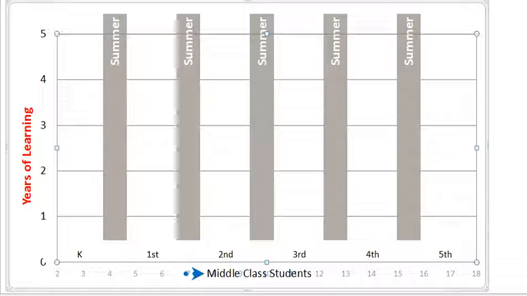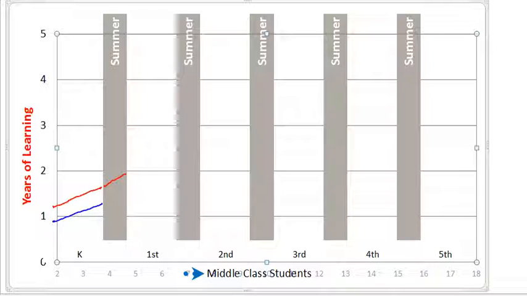Let's talk a little bit about what happens during the summer for a low-income student compared to a middle-class student in the United States. When both students come in kindergarten, they learn about a little less than a year's worth of knowledge. The red here is the middle class student, and the blue here is the low income student. But let's look at what happens when we get to the summer.